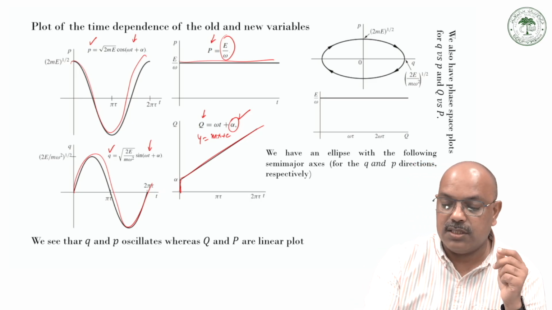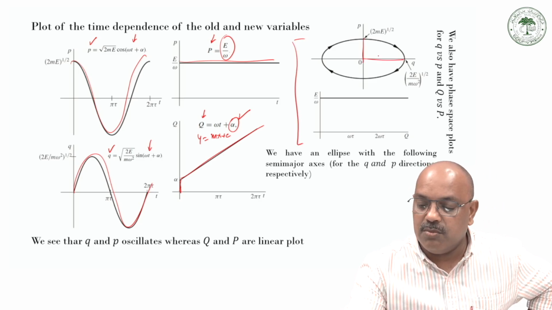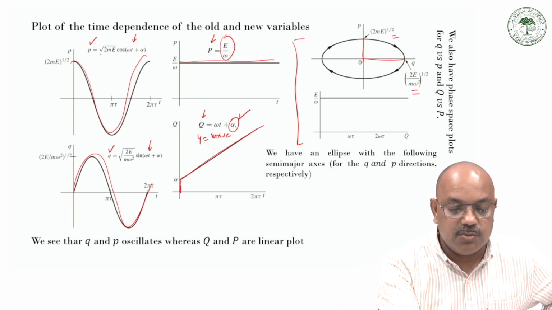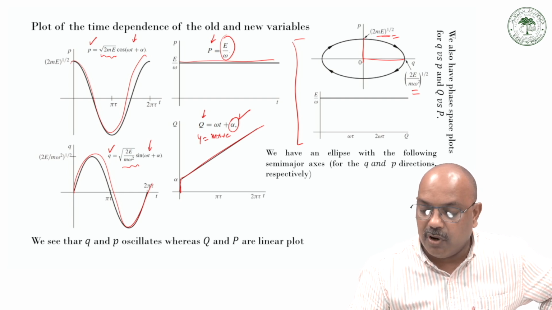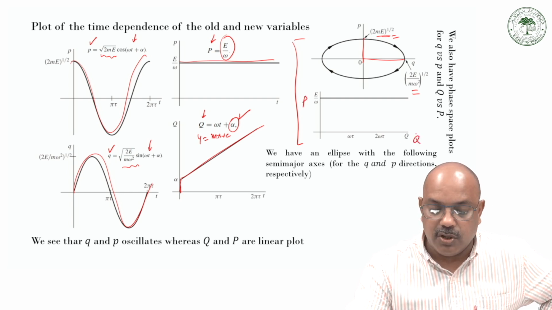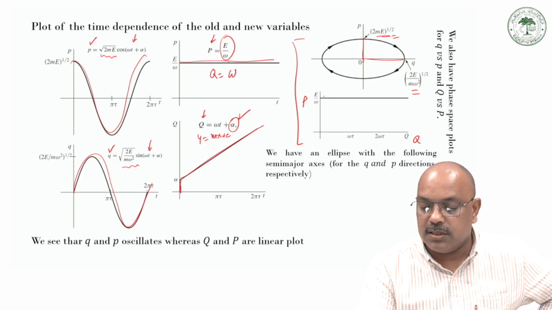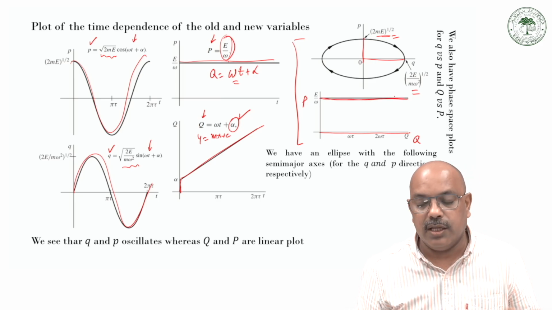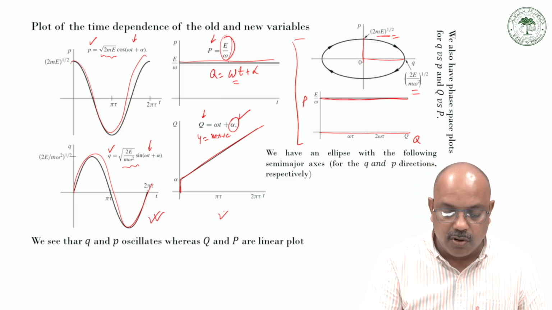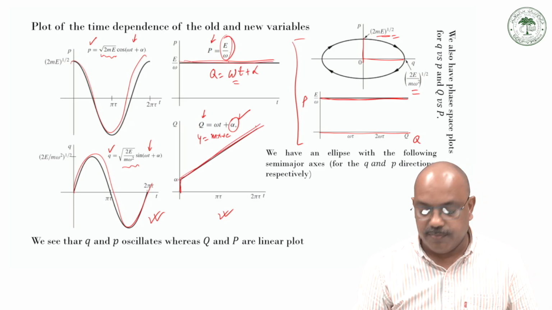Similarly you can see the phase space. These A and B are given in terms of this. If you plot P and Q, because P is E by omega, which is constant, and Q is omega t plus alpha, which is linear, this is going to be a straight line. So the important thing is that the old coordinates are oscillating, and in the new coordinates you have a straight line.